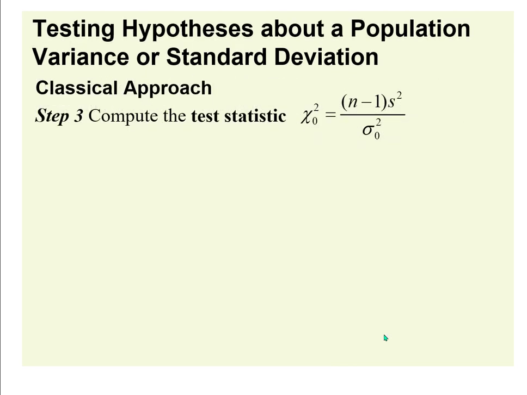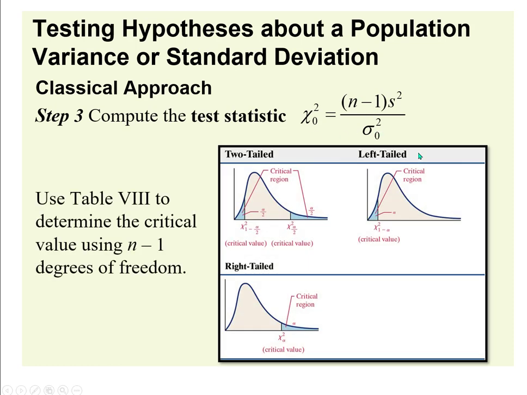And then step 3 for the classical approach. We'll have a different step for the p-value approach. For the classical approach, we're going to compute the test statistic. Notice the difference in the notation. We have a little subscript 0, so this is chi-square naught, or sub-0, and that just denotes our test statistic. We'll compute that using this formula. And then we're going to use our chi-square distribution table, and we have to know the sample size to get the degrees of freedom, and that will give us our critical value.